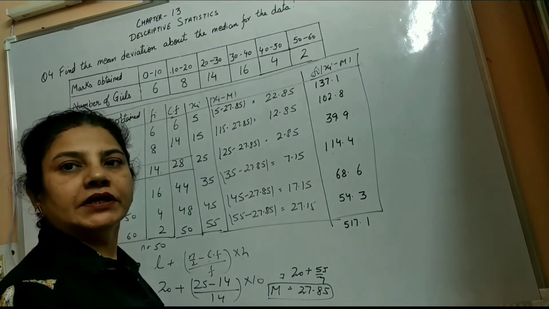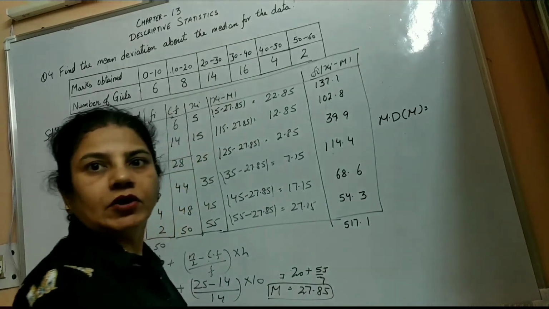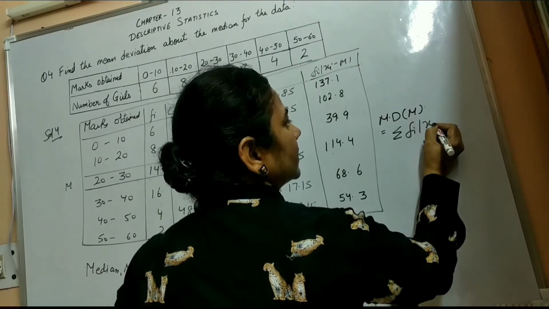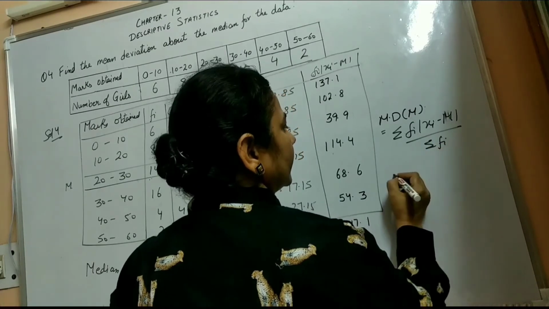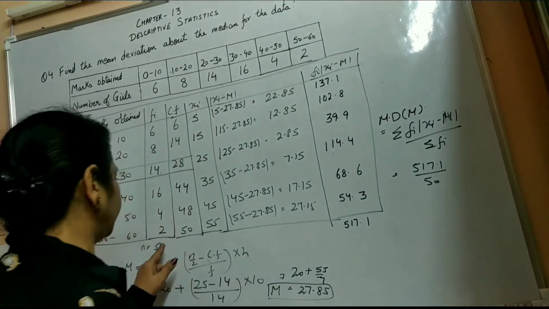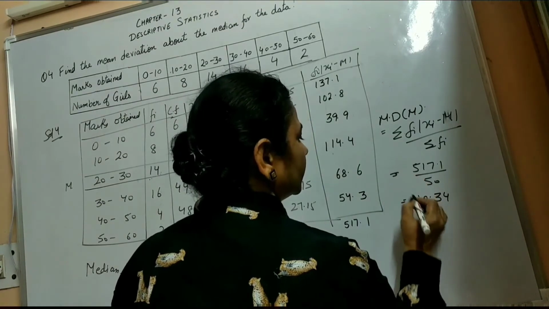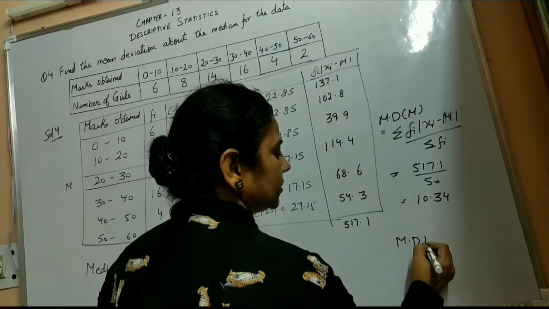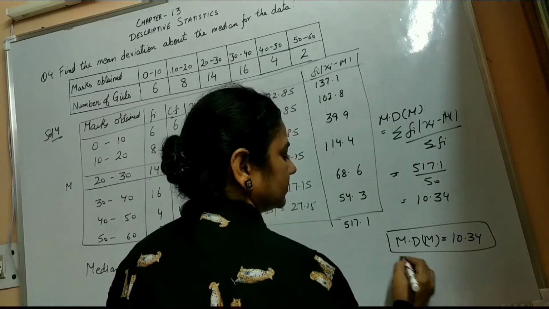So the mean deviation about median is given by sigma fi times absolute value of xi minus M upon sigma fi. That means 517.1 upon 50, because sigma fi is 50. This gives me the result 10.34. So the mean deviation about median is 10.34, and that is my answer.